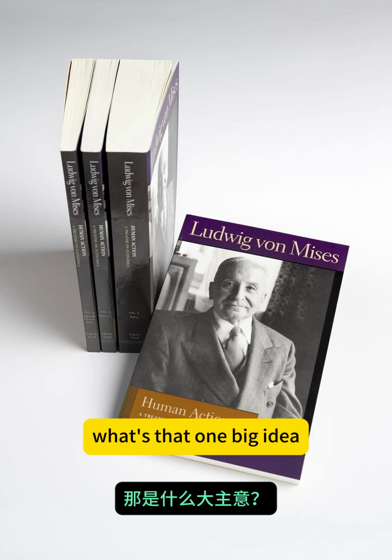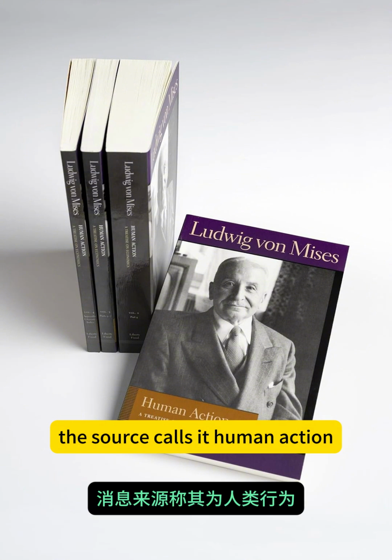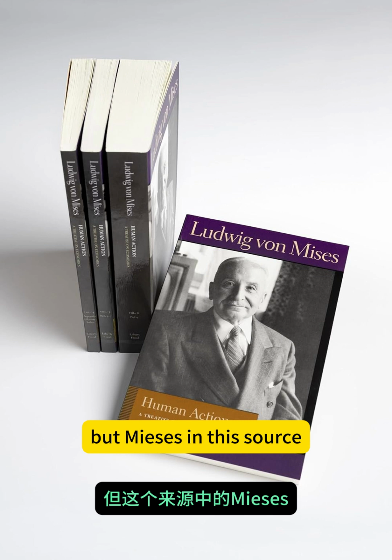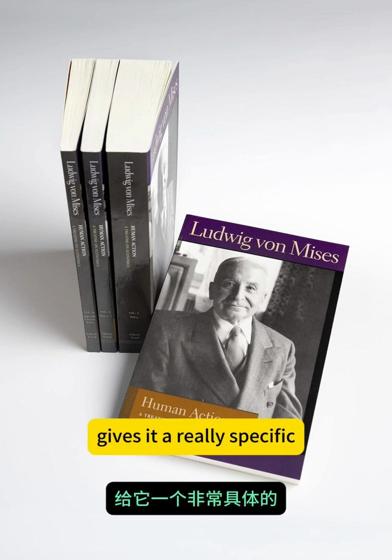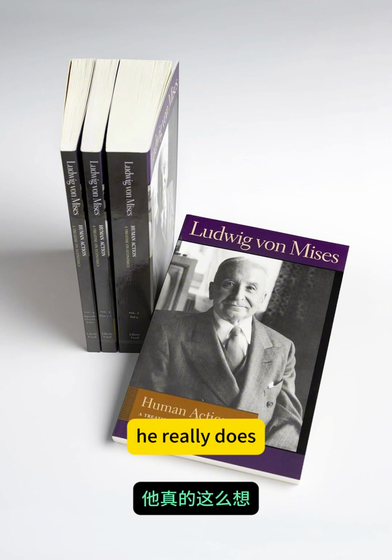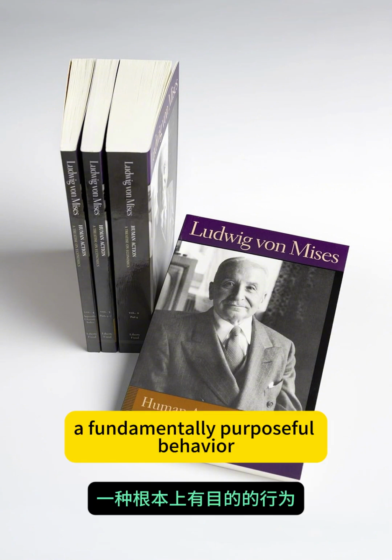Okay, let's set the stage then. What's that one big idea? That foundation everything else is built on. The source calls it human action. So human action sounds simple, maybe obvious. But Mises, in this source, gives it a really specific, almost technical meaning right from the start. He really does, yeah. According to the source, human action is fundamentally purposeful behavior.